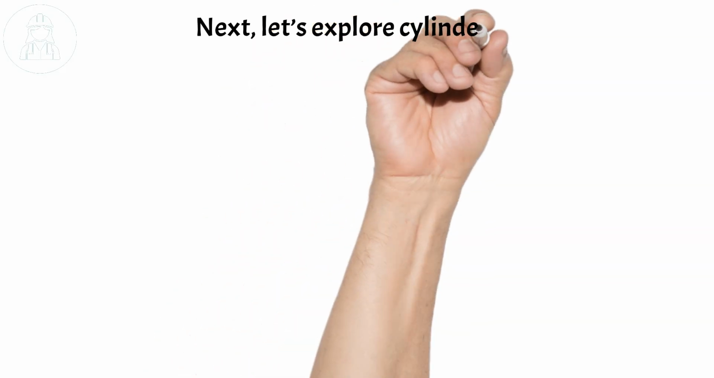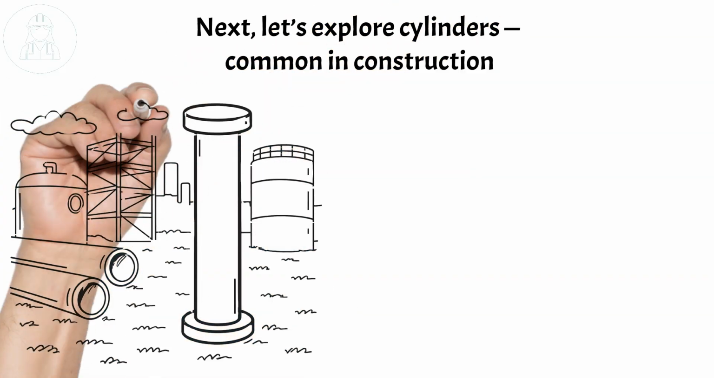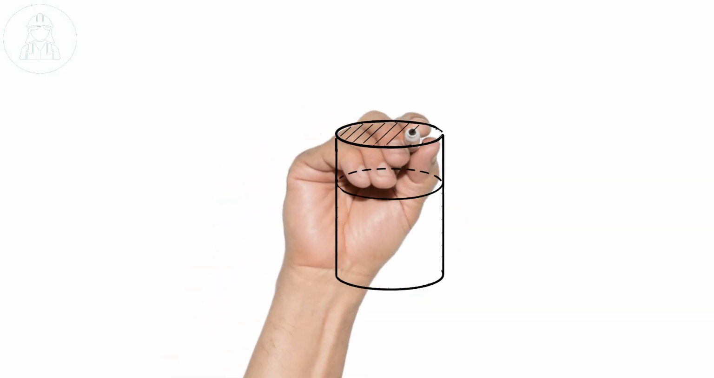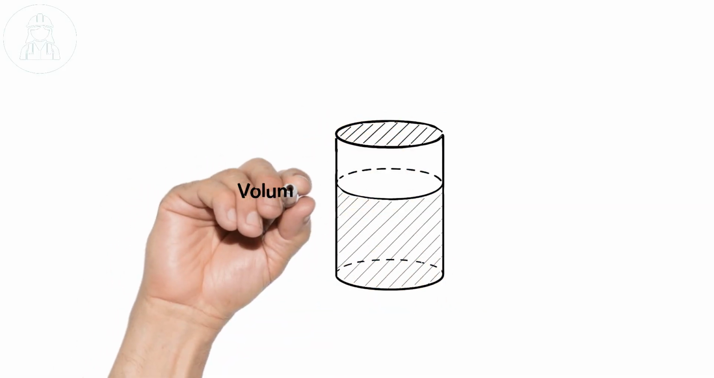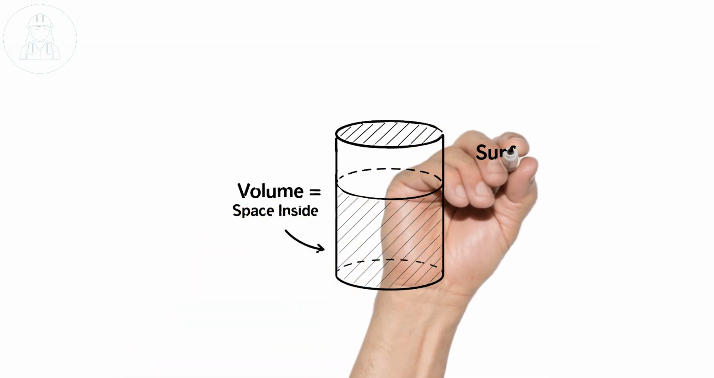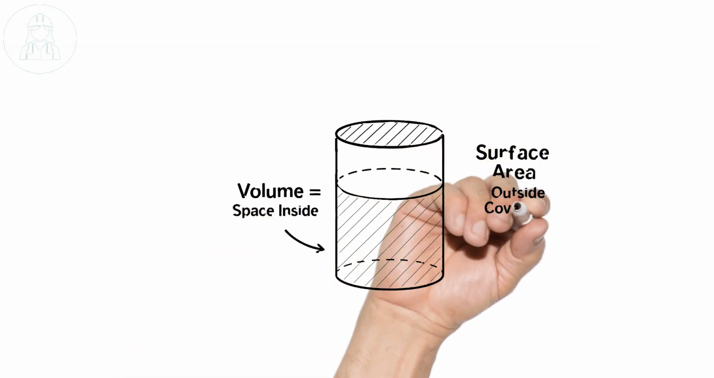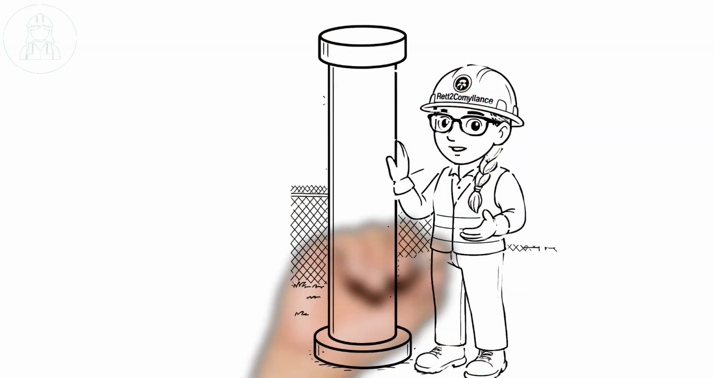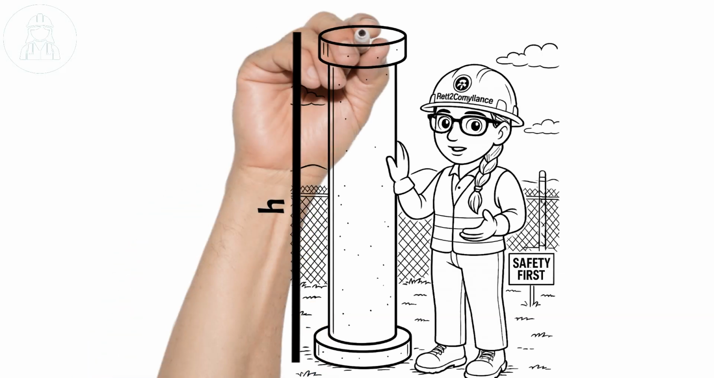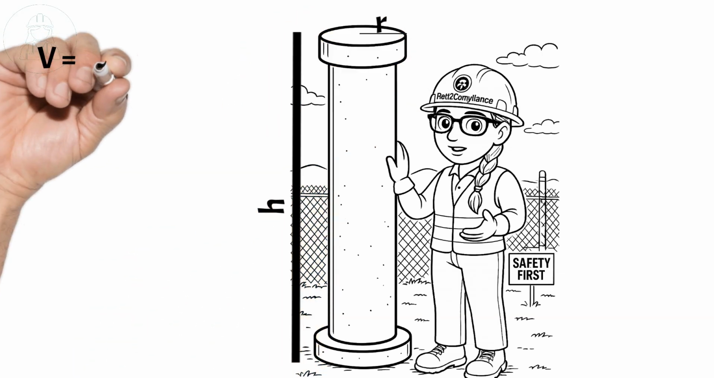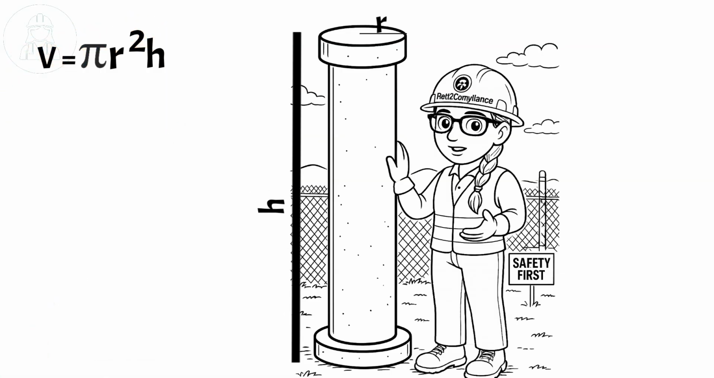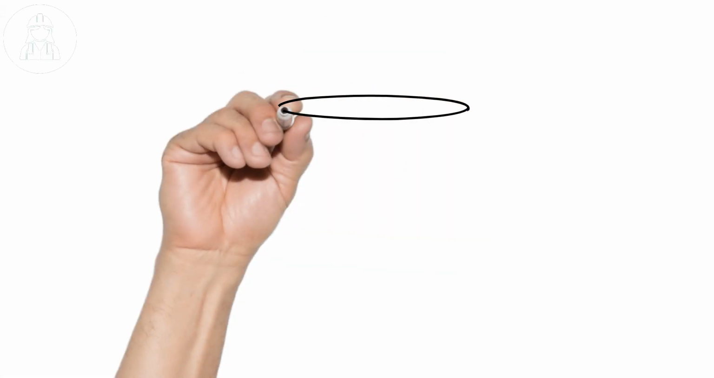Moving on, we'll cover cylinders, another common shape in the field. In construction, cylinders show up all the time: pipes, tanks, poles, and even concrete columns. To fully understand a cylinder, we need to know two main measurements: the volume, which is the space inside the cylinder, and the surface area, the total outer area, including top, bottom, and curved sides. The formula for the volume of a right circular cylinder is V equals pi r squared h, where r is the radius of the base and h is the height.